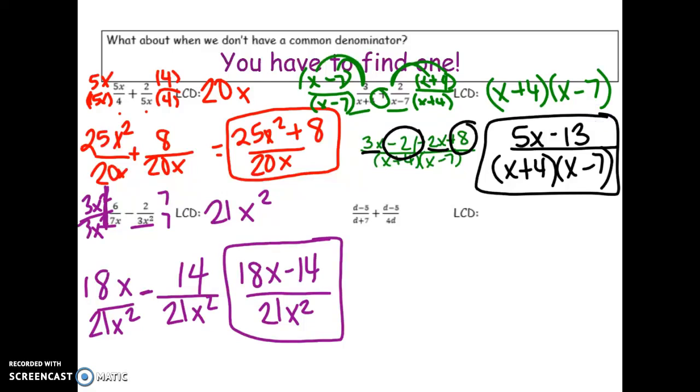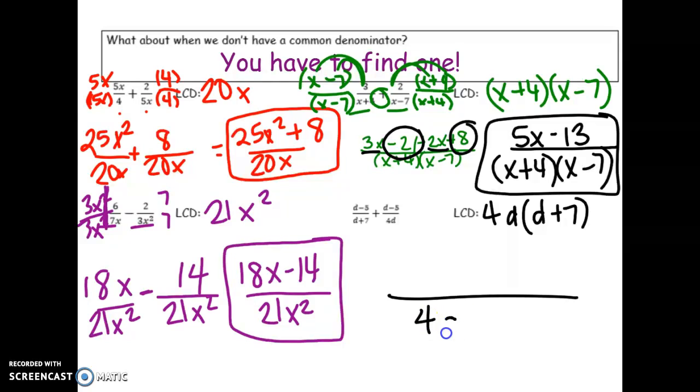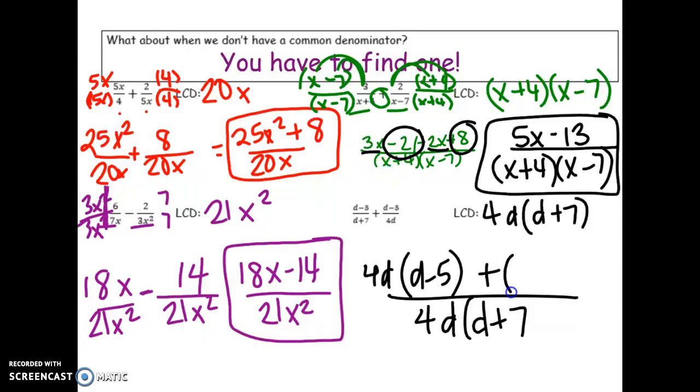Okay, one more. So again, I can't find anything that's in common with them, so I'm just going to multiply the two denominators together. So it's going to be 4d, and then it's going to be d plus 7. And that is going to be my denominator across. So 4d, and then d plus 7. So on the first one, it's going to be 4d times d minus 5. And then for my second part, it's going to be d plus 7 and d minus 5.